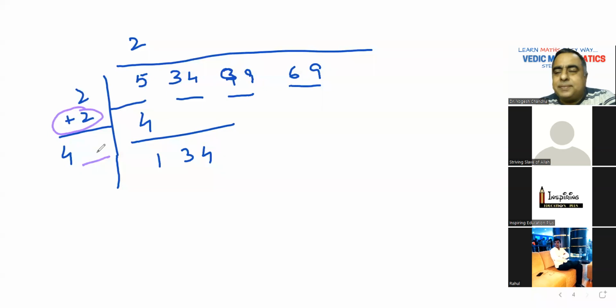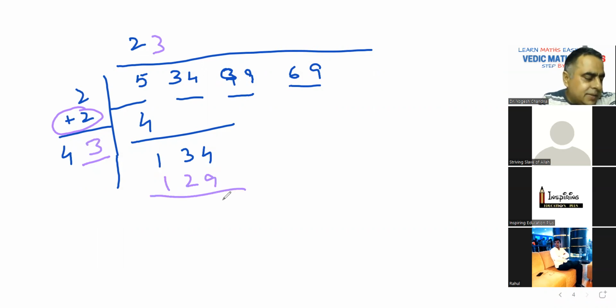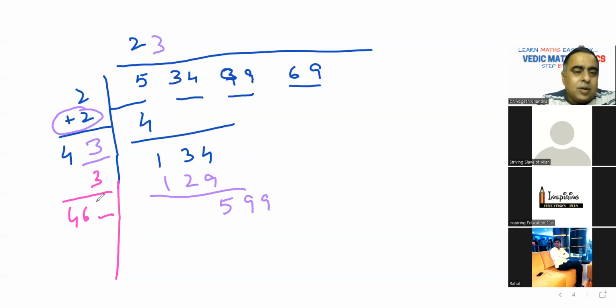What will come now? 43. So it will be 43 into 3 is 129. Then you get 5. 5 and 9 will come down, 99 will be down. Then 43 plus 3 is 46 and 1. See how easy it becomes. Once you understand the concept, then it is very easy.